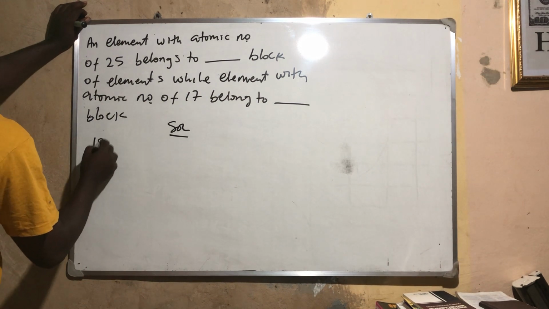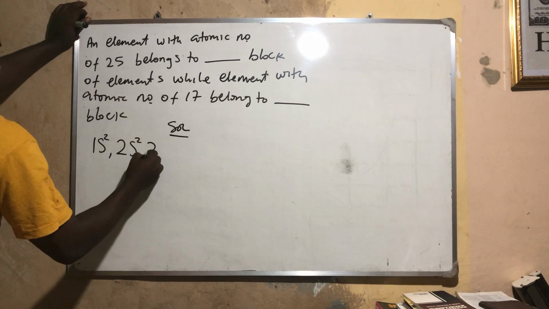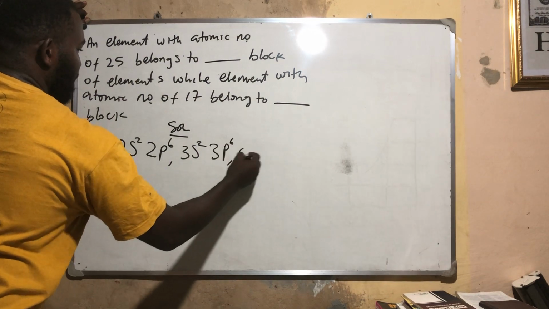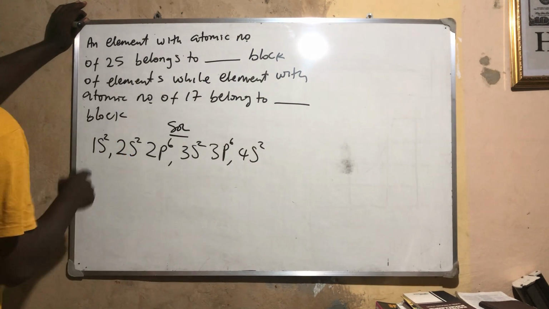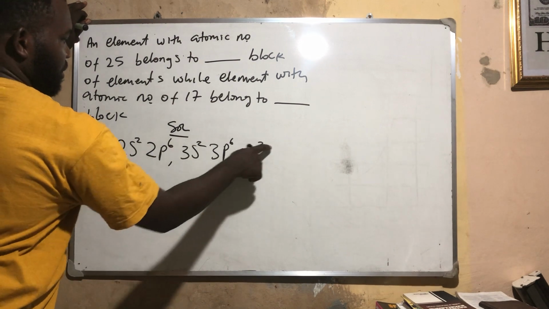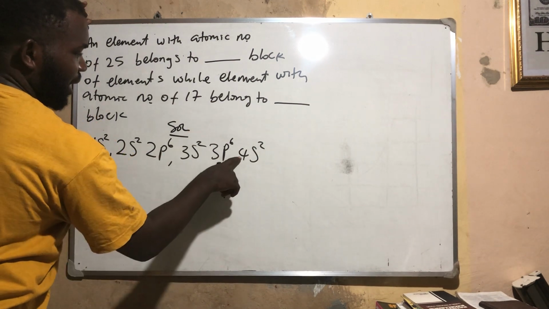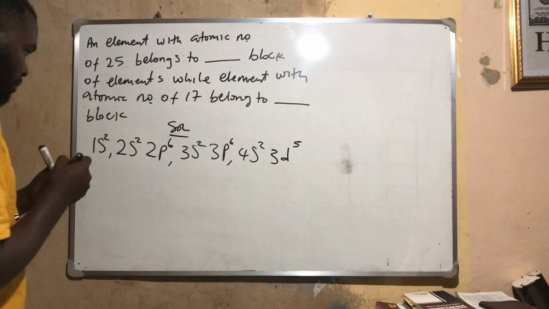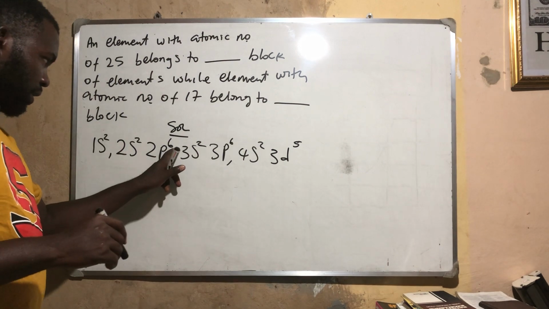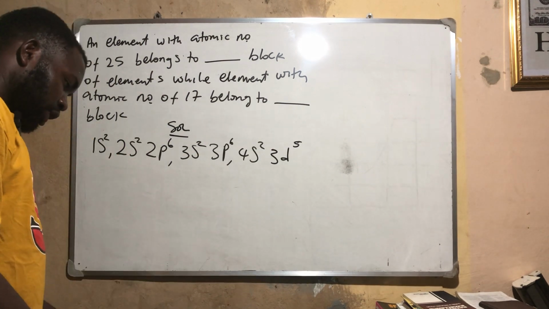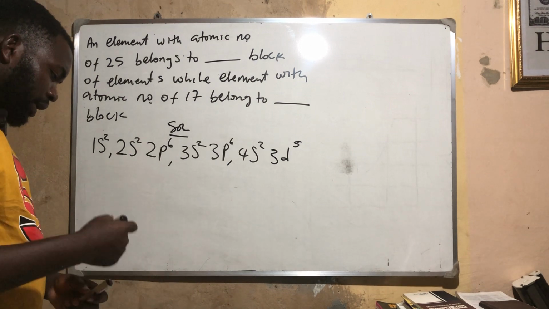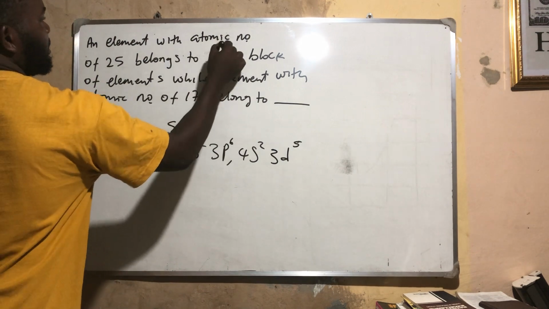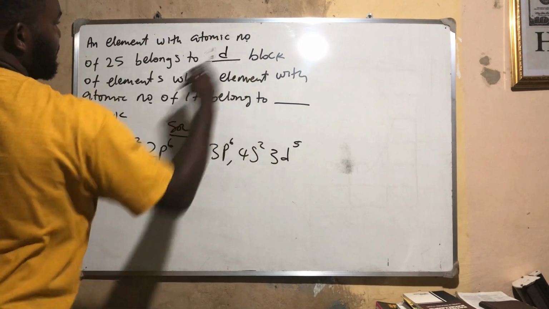So I have 1s2, 2s2, 2p6, 3s2, 3p6, 4s2. Let's count 25. From here to here is 10. From here to here is 20. And you know that D comes immediately after 4s. So you have 3d5. Why is it 5? Because it's already 20. From here to here is 10, and from here to here is another 10, so 25. So it belongs to the D block element, because it ends in D.